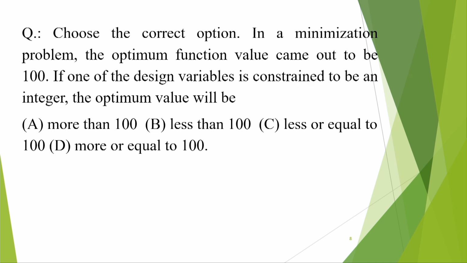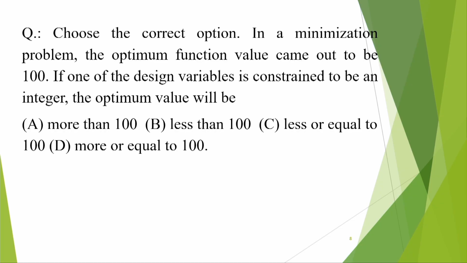Now let me help you with a multiple choice question on that. Choose the correct option. In a minimization problem, the optimum function value came out to be 100. Suppose I wanted to minimize some objective function, and I obtained that value as 100. If one of the design variables is constrained to be an integer, the problem may have, say, 50 variables, but I say the 4th variable is always an integer. Earlier no restriction was there, now I have put an extra restriction. So the question is, what will the optimum value be?